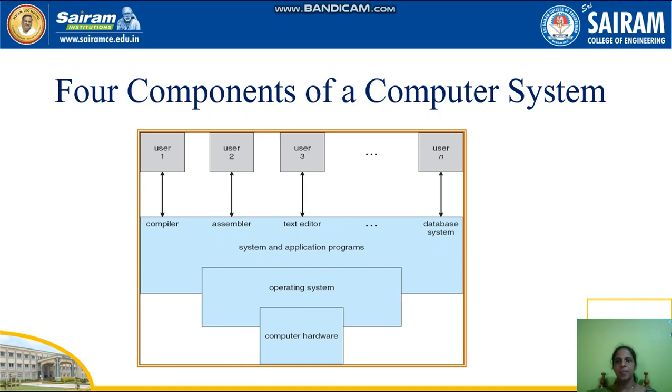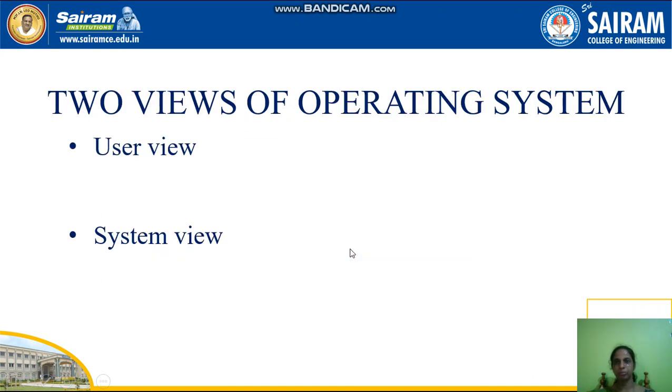This is the pictorial representation of the four components of a computer system. The computer hardware are the resources, and users use the application programs to make use of the computer hardware to solve their problems. And the operating system controls and coordinates the computer hardware among many users and application programs.